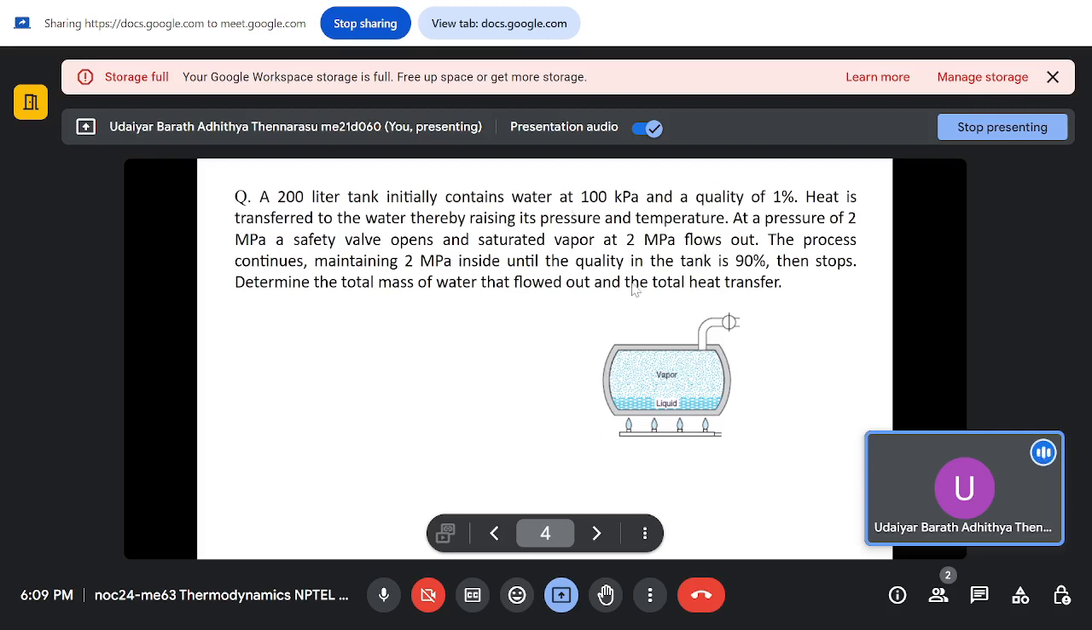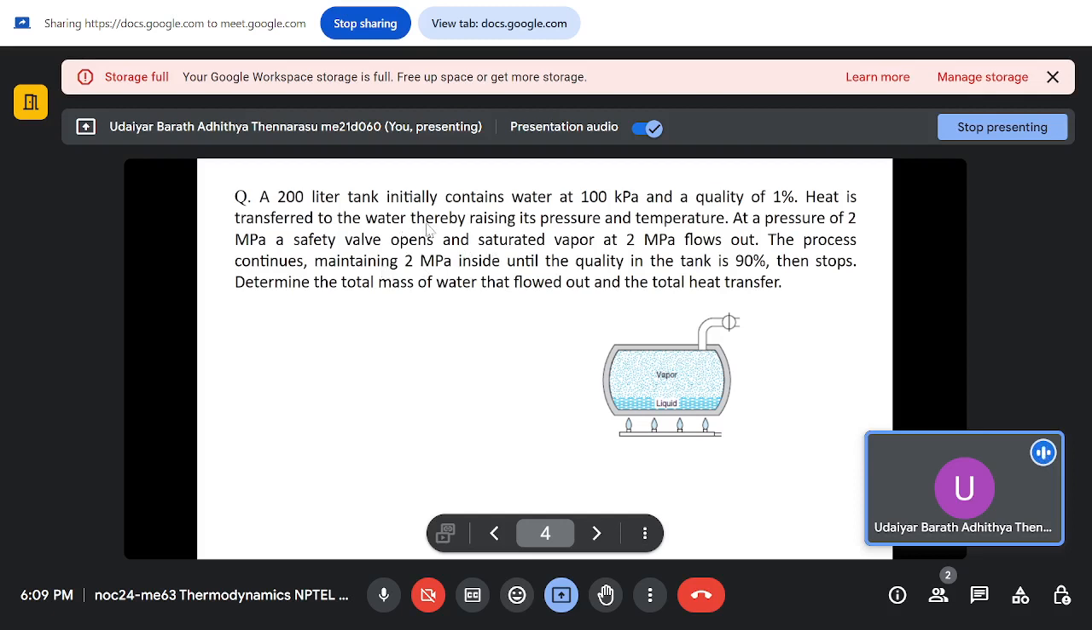So the tank capacity is 200 liters and your pressure inside the tank is 100 kilopascal, which is containing water, and the quality is 1%. So that means 1% vapor and the rest 99% is liquid.